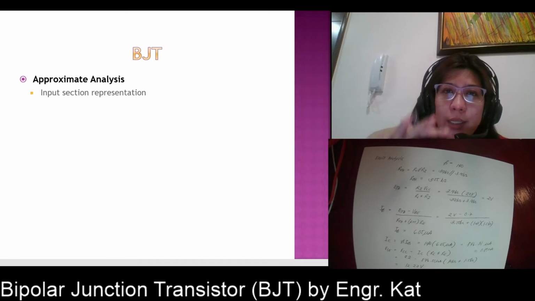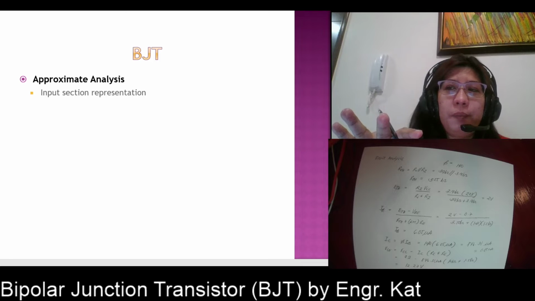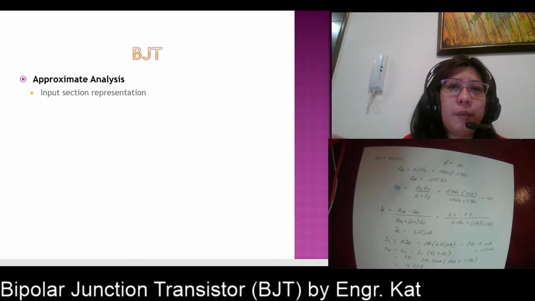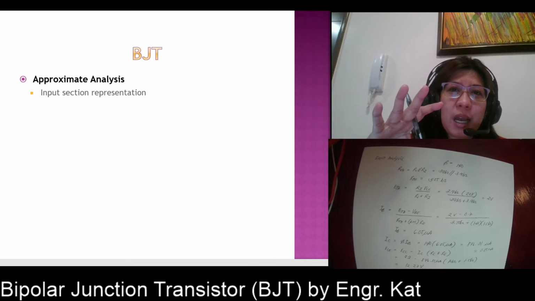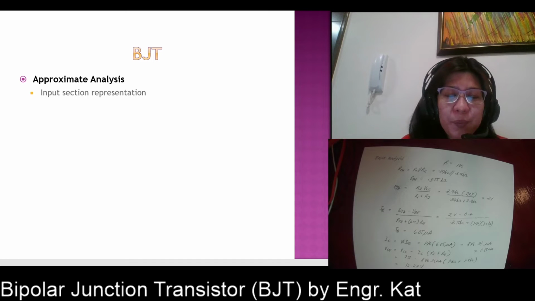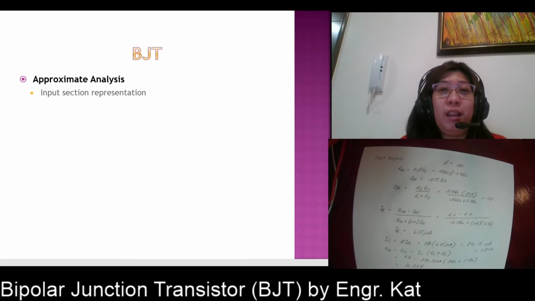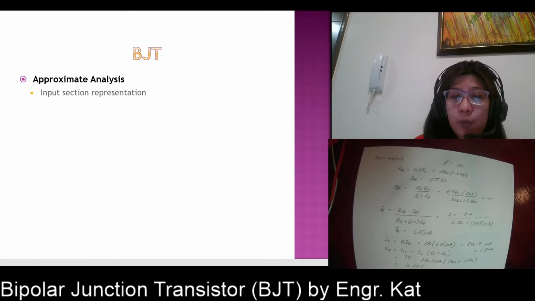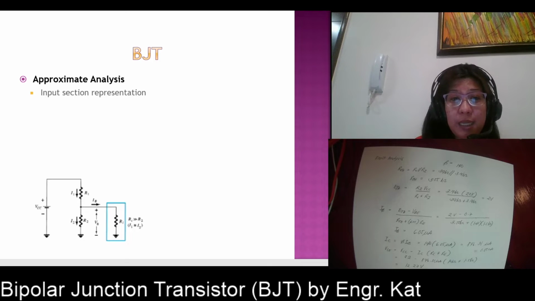So you can use exact analysis using any circuit, any voltage divider configuration. All of them can be solved using the exact analysis. The approximate analysis is a shorter one. Okay, so the procedure here or the process here is shorter, but it is not used for all. So we have to satisfy a certain condition so that we can make use of the approximate analysis. So how are we going to use the approximate analysis?